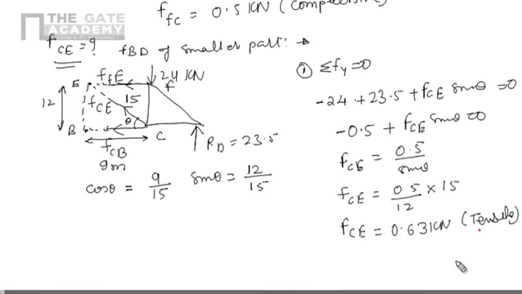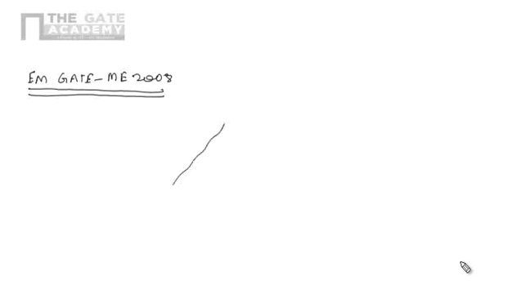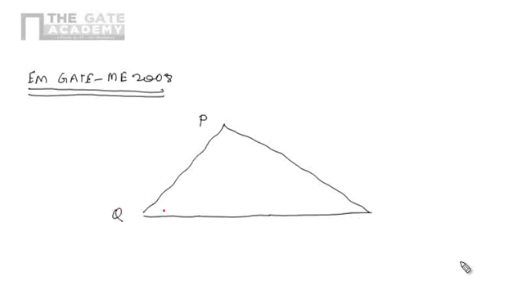So in this way we can easily solve problems of engineering mechanics asked in GATE. Now we will see the problem of GATE 2008. Here in this problem, consider a truss PQR as shown in the figure. That is the truss given in the problem, with points P, Q, and this one is R.